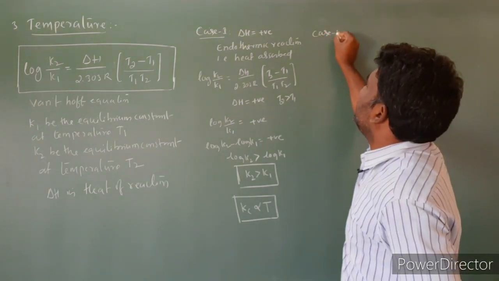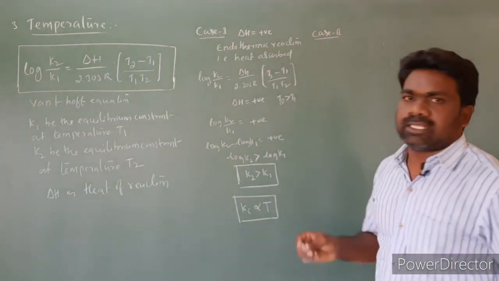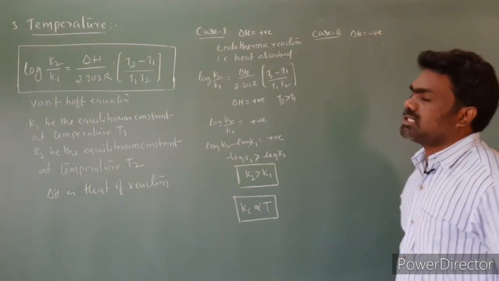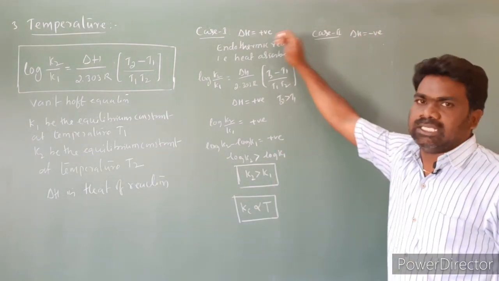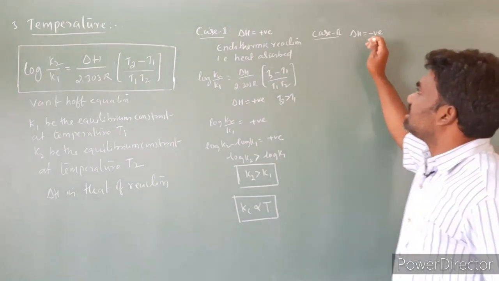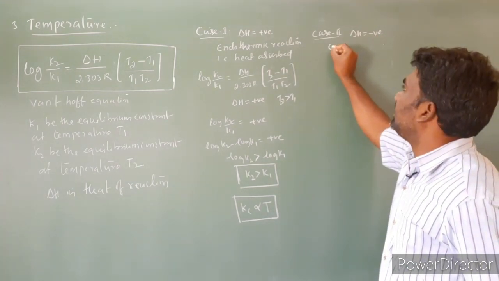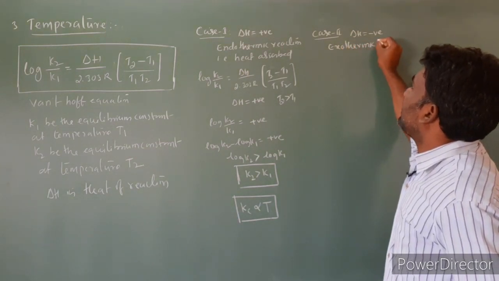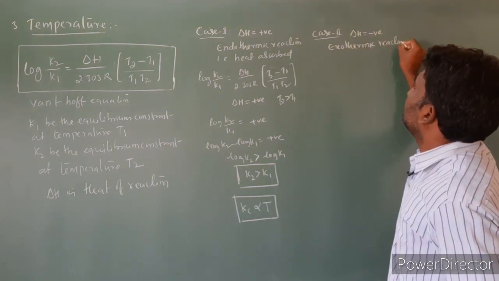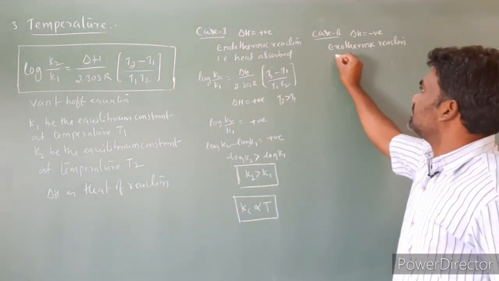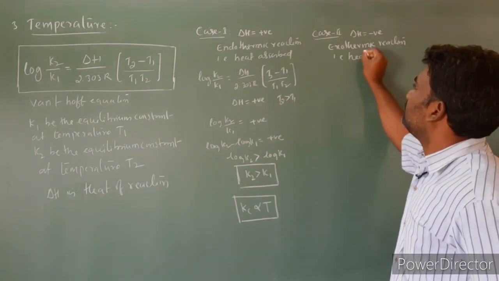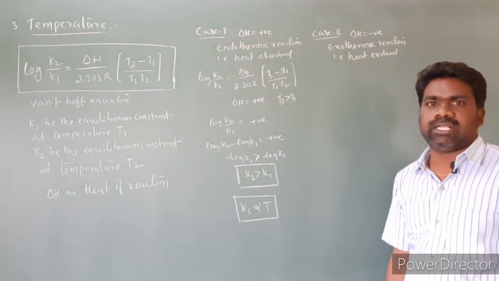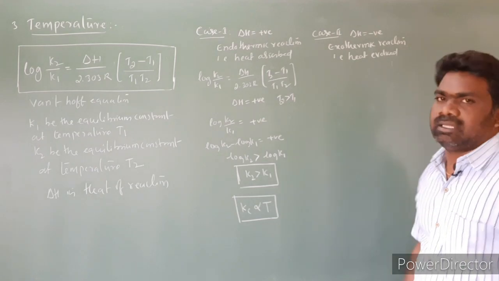Second case, case 2: I am taking delta H is equal to negative. Delta H is negative in the sense that the reaction is exothermic. An exothermic reaction means that heat is evolved in the reaction.